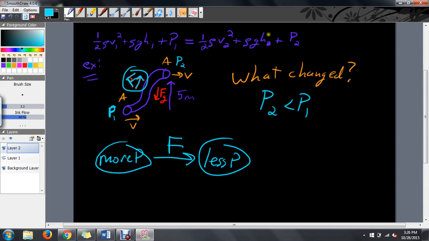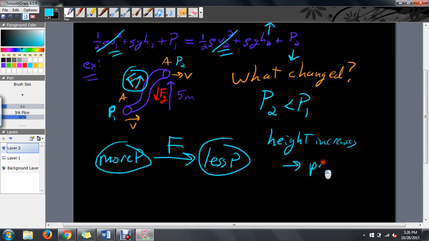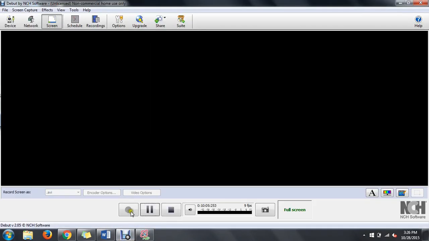Here's how you look at it. If H2 increases, this is the same, so it cancels. H2 is larger. To balance the equation, think about it for a second. This goes up, this has to go down. So if height increases, pressure decreases. And if height decreases, pressure increases. So this is Bernoulli's effect, part 1. Stay tuned to part 2.